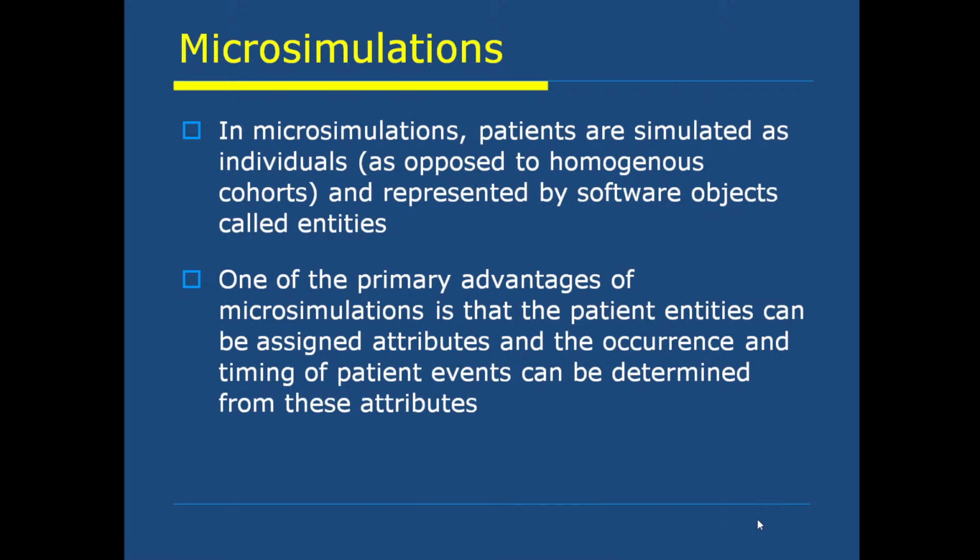The next method of modeling is microsimulation. In microsimulations, patients are simulated as individuals, as opposed to a homogeneous cohort, and represented by software objects called entities. One of the primary advantages of microsimulations is that the patient entities can be assigned attributes, and the occurrence and timing of patient events can be determined from these attributes.